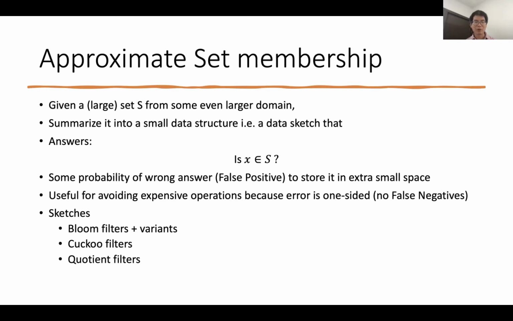These sketches have proven useful in many applications since they often allow avoiding unnecessary expensive operations because of the one-sided nature of their error. There are no false negatives, so that if the sketch says that an item is not in the set, often you can avoid the expensive operation. And you're probably familiar with sketches that address this problem, which include Bloom filters, Cuckoo filters, and quotient filters.